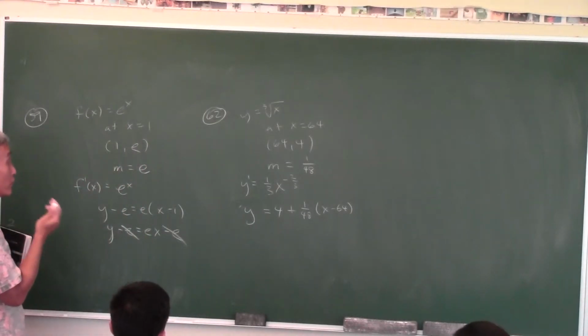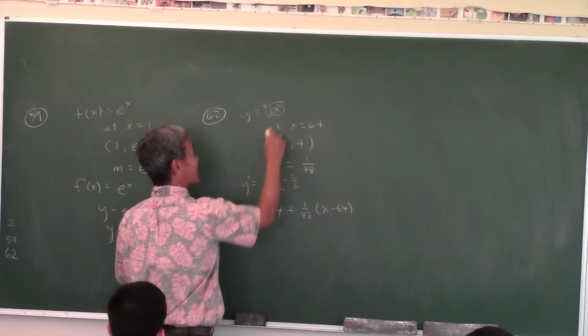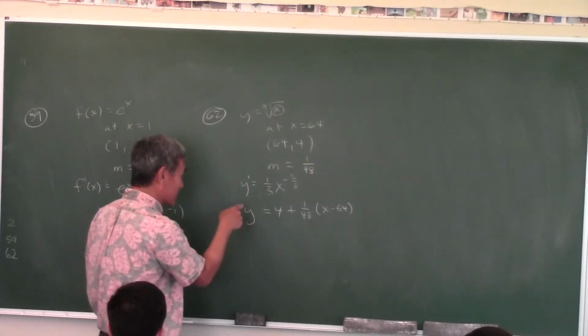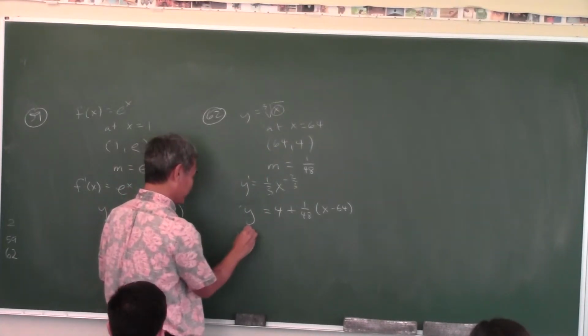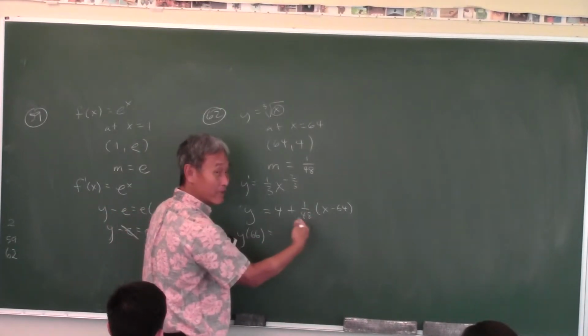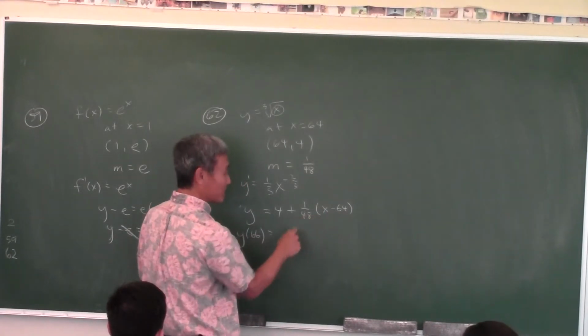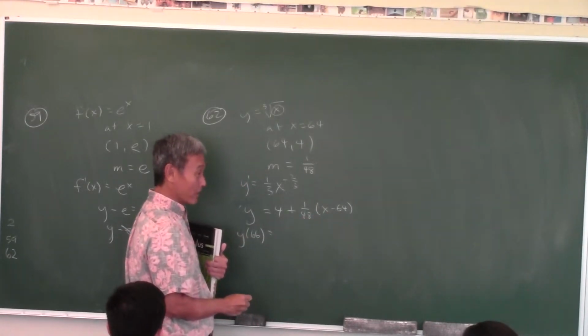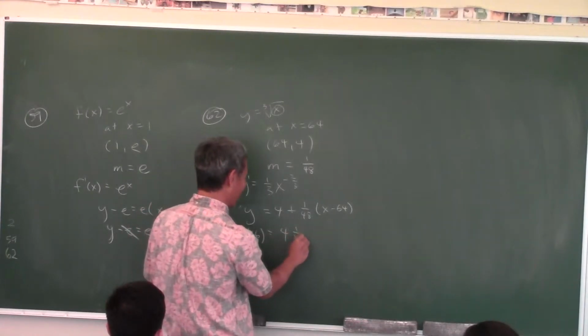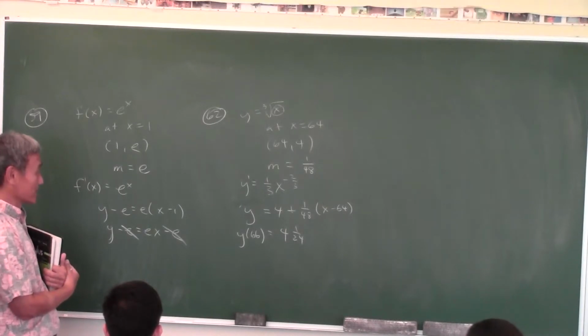Okay, now they want you to approximate the cube root of 66. So instead of plugging 66 into here, you plug 66 into the line equation. So that's easy. That's why you leave it in point slope form. What is 66 minus 64? 2. What's 2 times 1 over 48? 1 over 24. So the answer is 4 and 1/24. That's a good estimate of the cube root of 66.